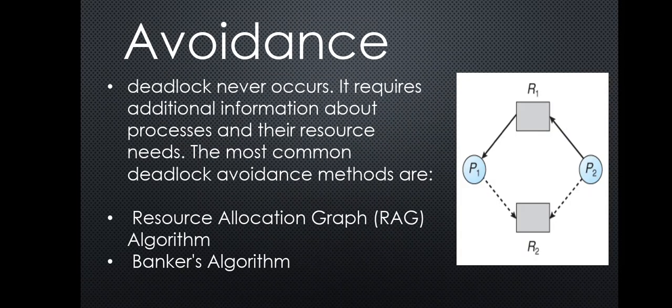Then we see avoidance. It requires additional information about processes and their resource needs. The most common deadlock avoidance methods are the resource allocation graph algorithm and Banker's algorithm.